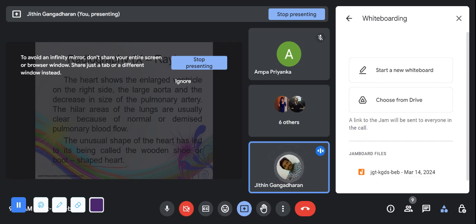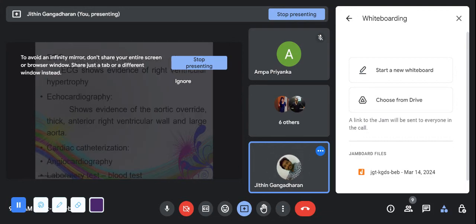See this one, boot shaped heart, the X-ray finding. There will be a boot shaped heart or a wooden shoe appearance. In ECG, right ventricular hypertrophy. Anybody remember what we said is the finding of right ventricular hypertrophy in the ECG? Anybody? Rajesh, can you remember? Pratibha, anybody?